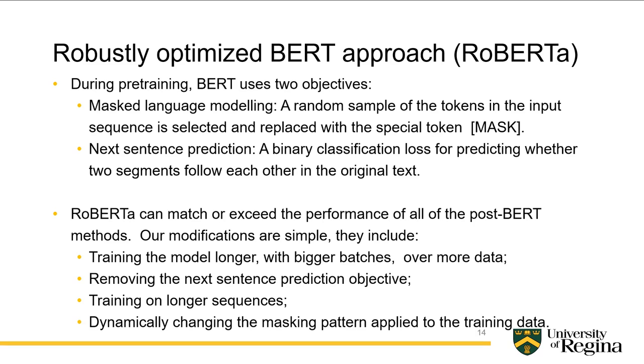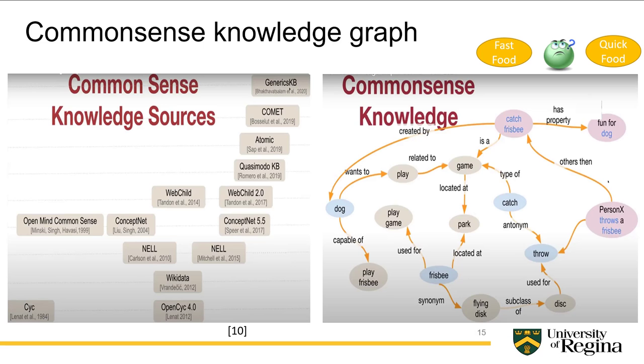RoBERTa refers to robustly optimized BERT approach, and during pre-training BERT uses two objectives, masked language modeling and next sentence prediction. But there are some challenges and problems that RoBERTa can overcome by training the model longer with bigger batches over more data, removing the next sentence prediction objective, training on longer sequences, and dynamically changing the masking pattern applied to the training data.